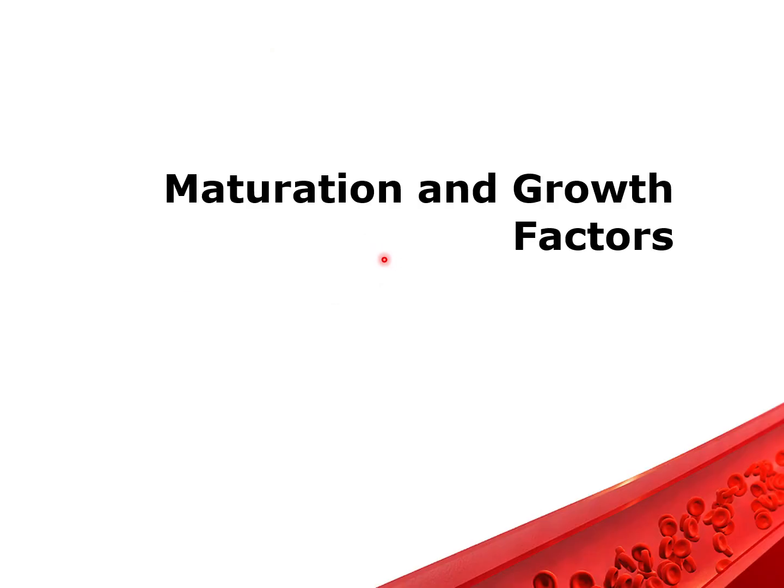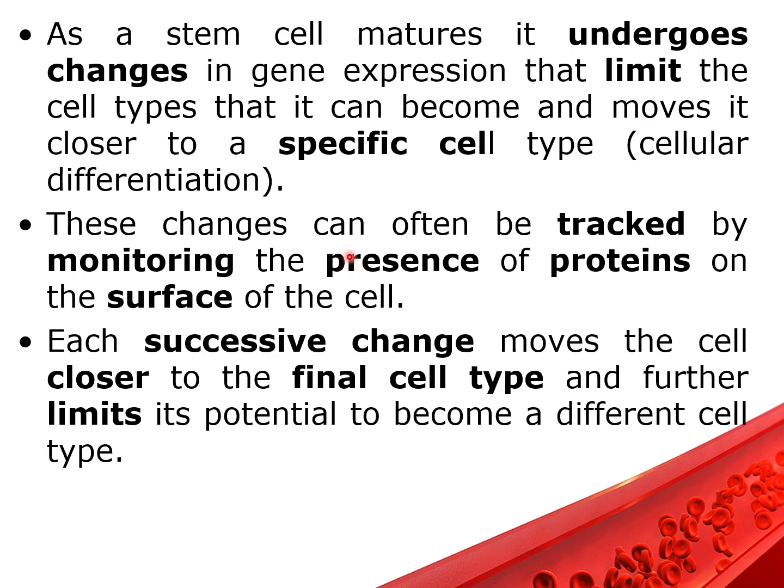Maturation and growth factors. As a stem cell matures, it undergoes changes. So whenever any stem cells are maturing, that means it is undergoing certain changes. Changes meaning it is undergoing differentiation to make a different type of cell. Gene expression limits the cell types that it can become and moves it closer to a specific cell.